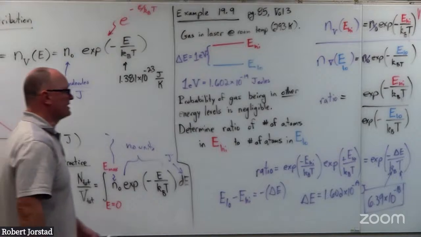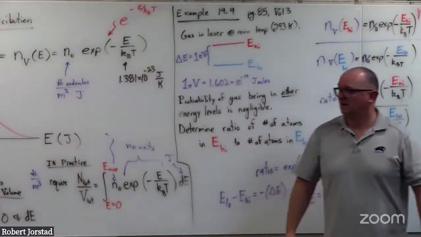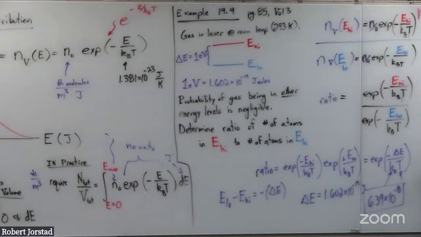So notice at room temperature, the probability of being in the higher energy state is essentially 0. Now, if you have 10 to the 23 molecules, well, a few of them are going to be up there, maybe about 1 million or so, or 100,000.